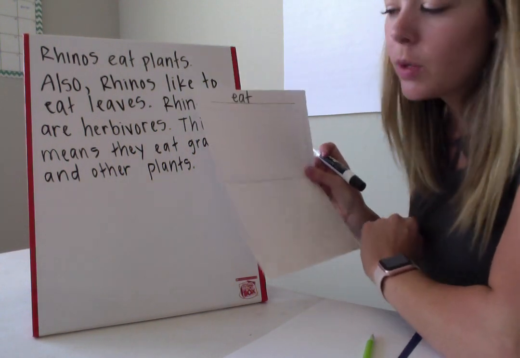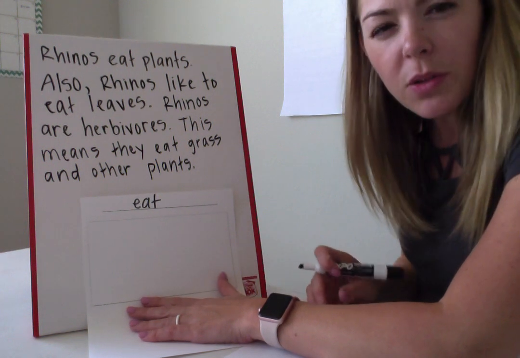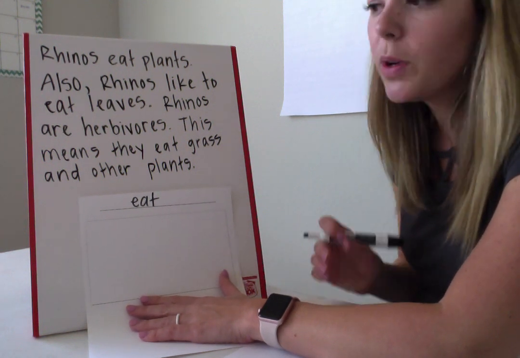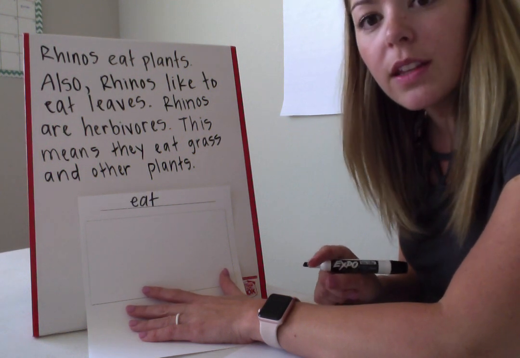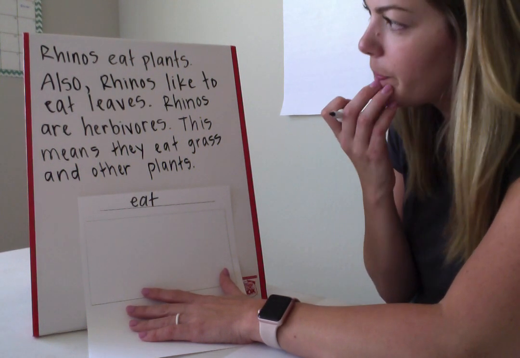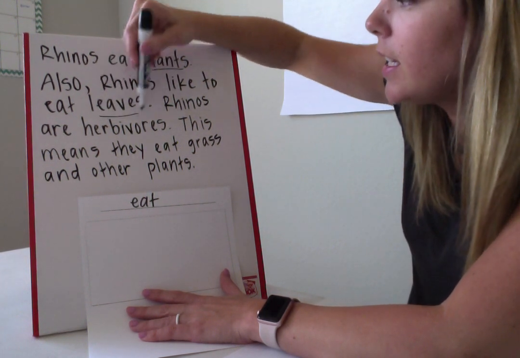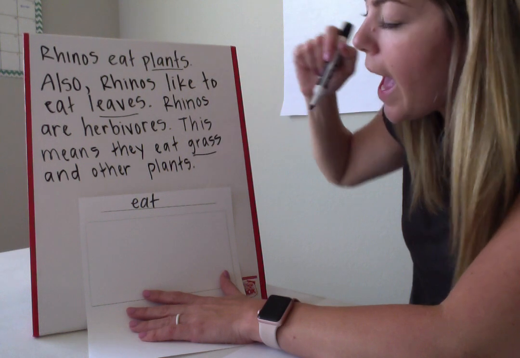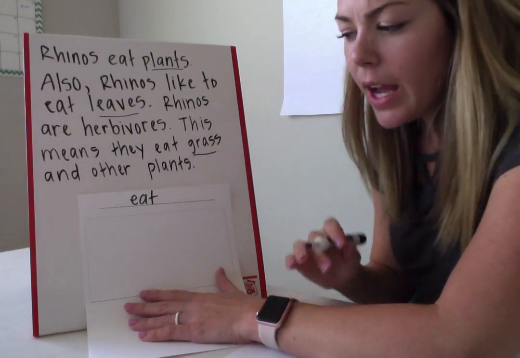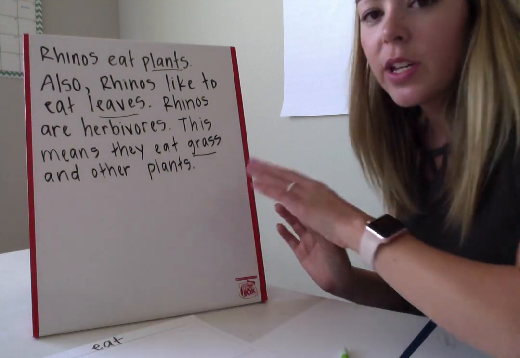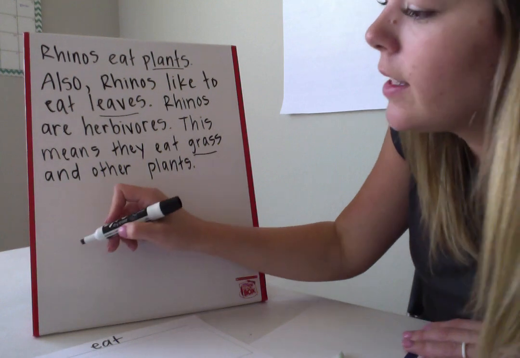Okay? Now, for the box about what I'm going to draw, what do you think would make sense to draw here? What kind of nonfiction text feature could we include in this chapter? We're talking about that they eat plants, that they eat leaves, that they eat grass, and that they're herbivores. I'm thinking for this one, what you could do is just draw several different types of food, what they like to eat, and then label it.